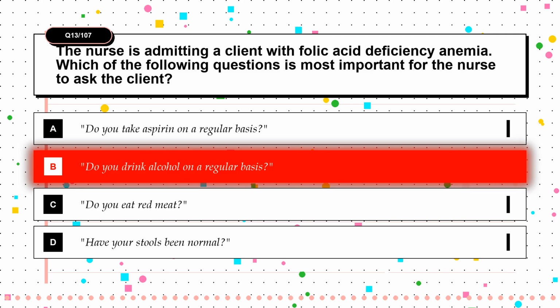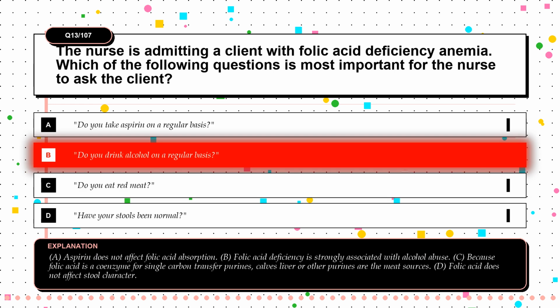The correct answer is option B. Do you drink alcohol on a regular basis? A. Aspirin does not affect folic acid absorption. B. Folic acid deficiency is strongly associated with alcohol abuse. C. Folic acid is a coenzyme for single carbon transfer; calves' liver or other purines are the meat sources. D. Folic acid does not affect stool character.